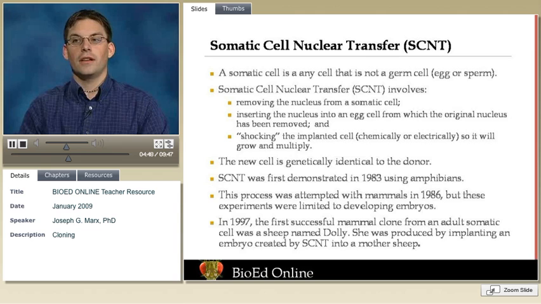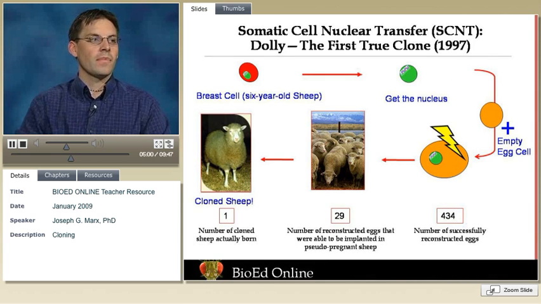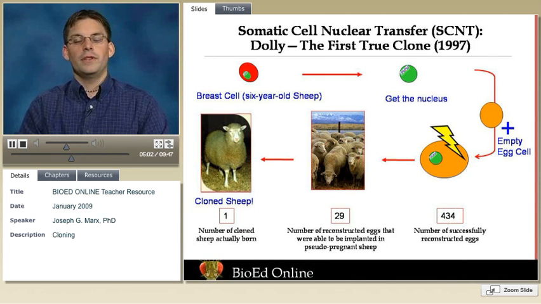This allows the cell to begin to divide into 2, 4, 8, 16 cells, and it allows it to start forming a blastocyst, which has that inner cell mass, which will develop potentially into a new organism. The Scottish researchers who were able to first successfully demonstrate this technique took a sheep's mammary cell or breast cell.